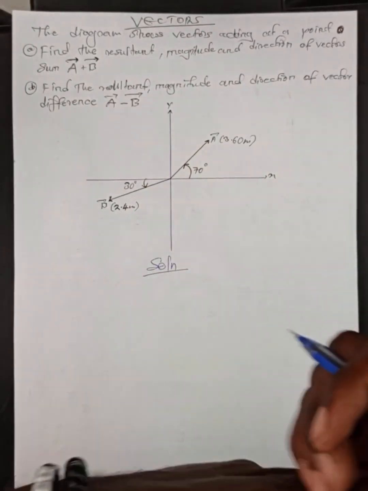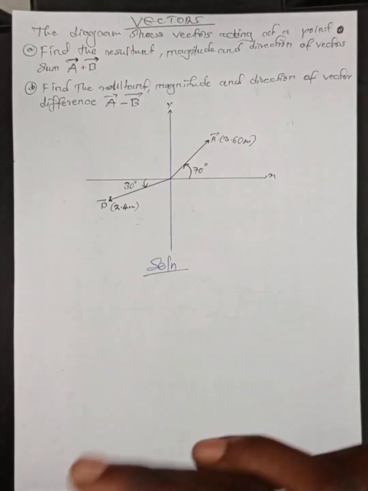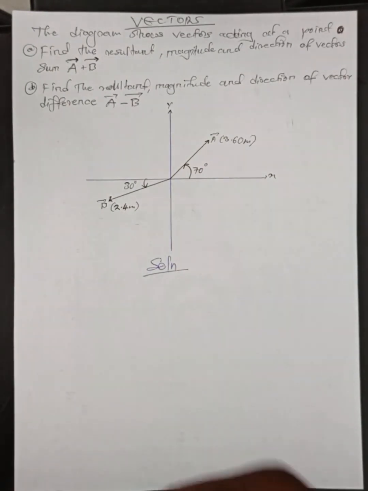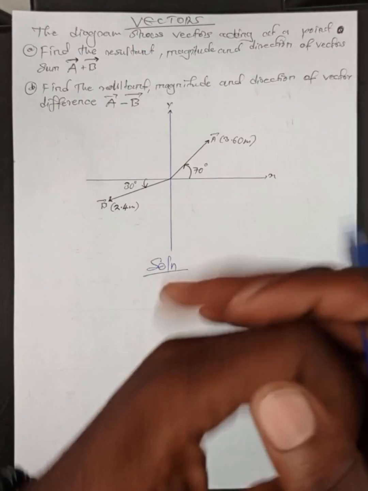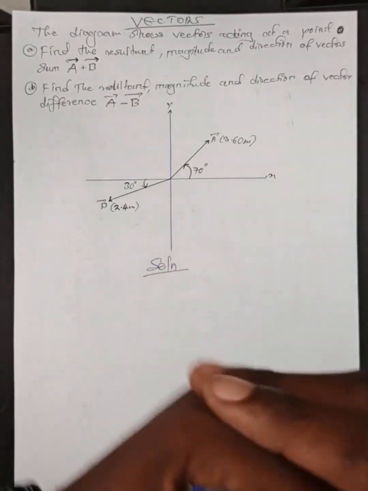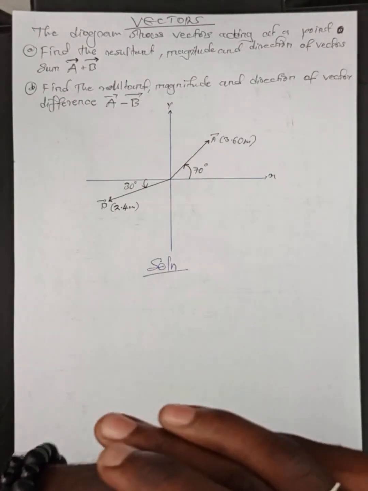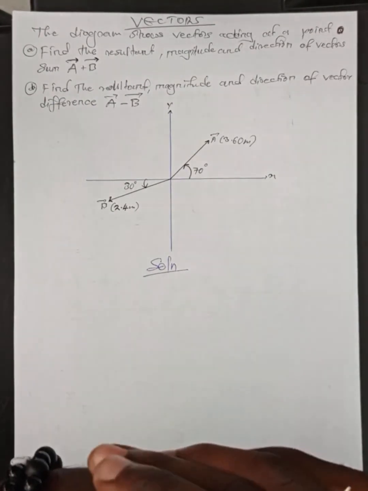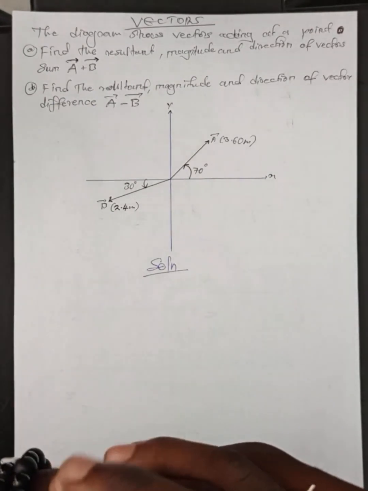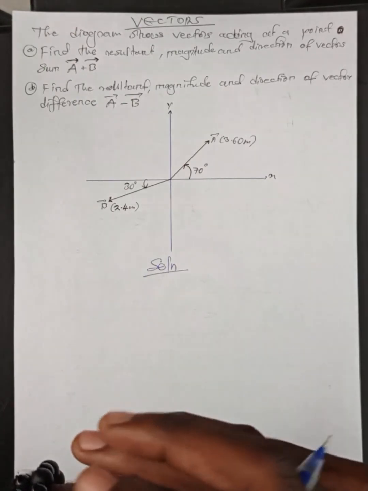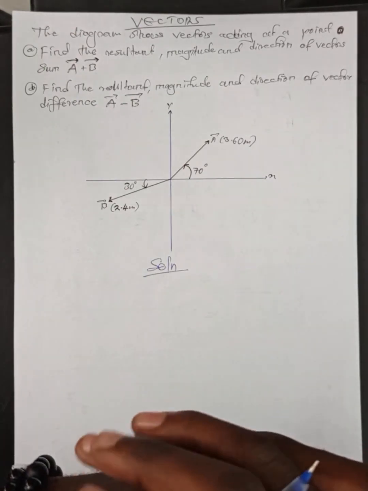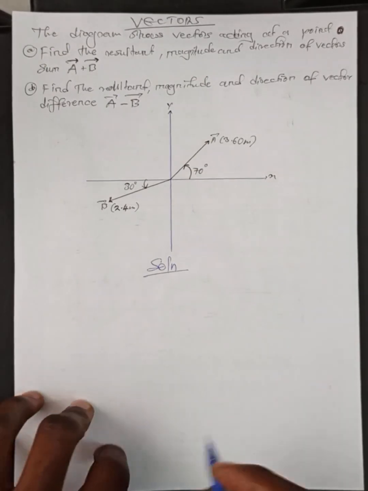So today we are looking at vectors. This is not secondary level, this is college or university level. The diagram shows vectors acting at a point O. Find the resultant magnitude and direction of the vector sum A plus B.